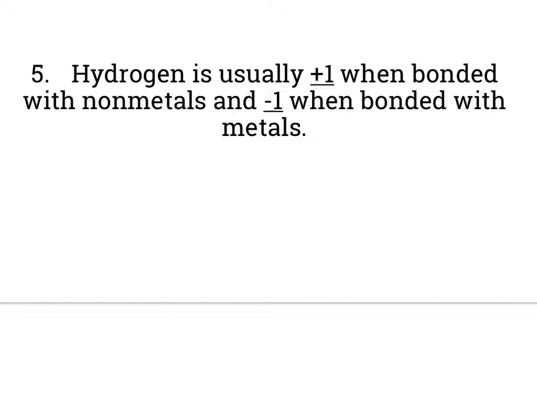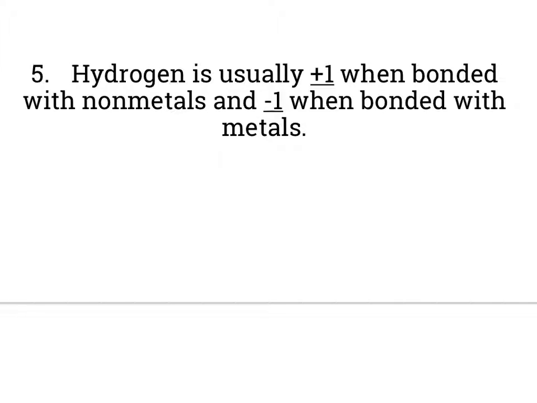Step 5. Kind of as a reminder, elements by themselves are 0. Ions by themselves with a charge are their charge. Okay, group 1A metals are +1. Group 2A metals are +2. Oxygen is -2. Hydrogen is normally +1. That is when it's bonded with nonmetals. Pretty much every compound I'm going to give you is bonded with nonmetals. But occasionally, it might be bonded with a metal. For example, in that case, -1.